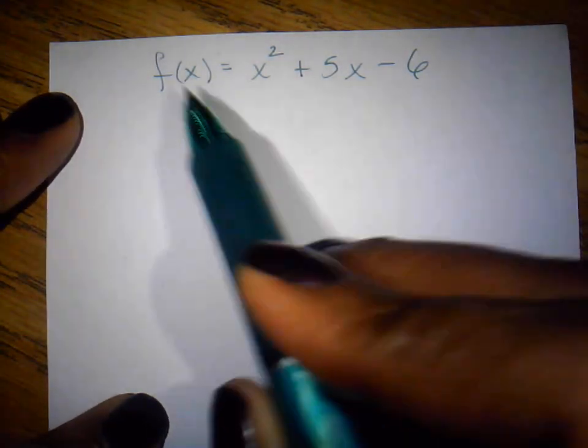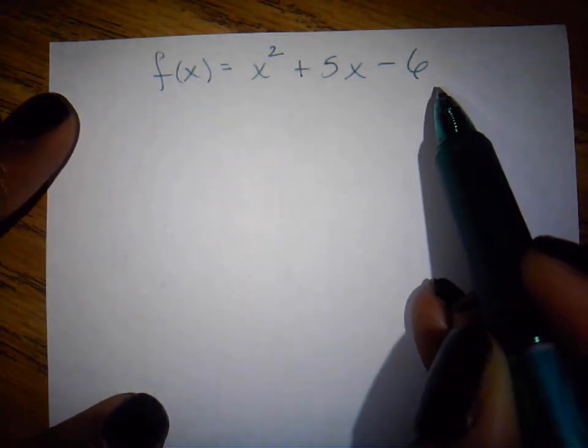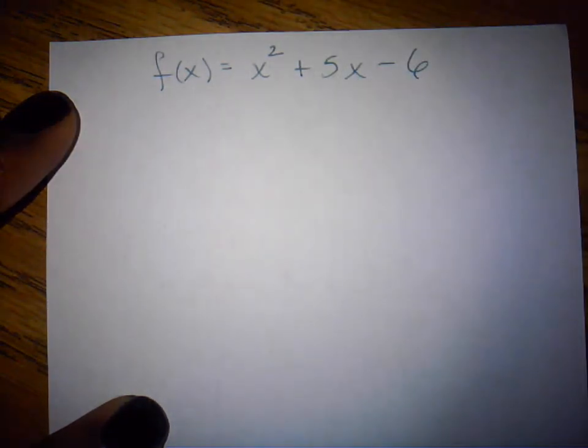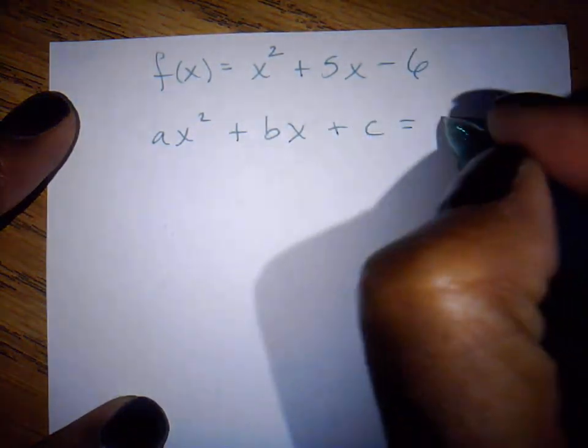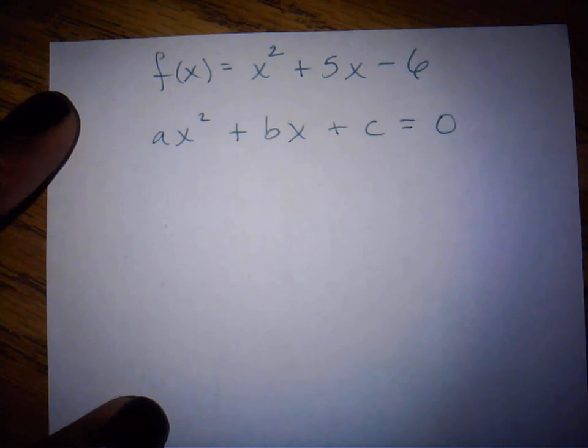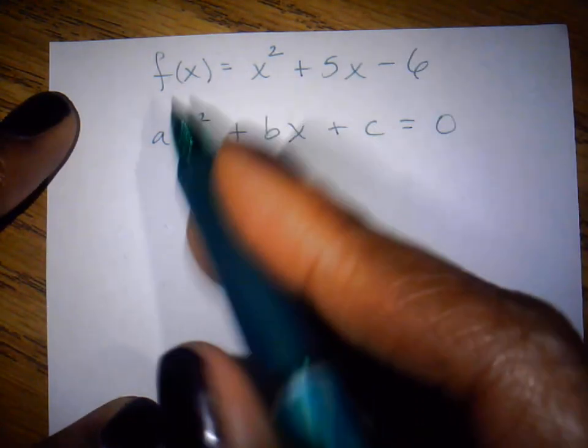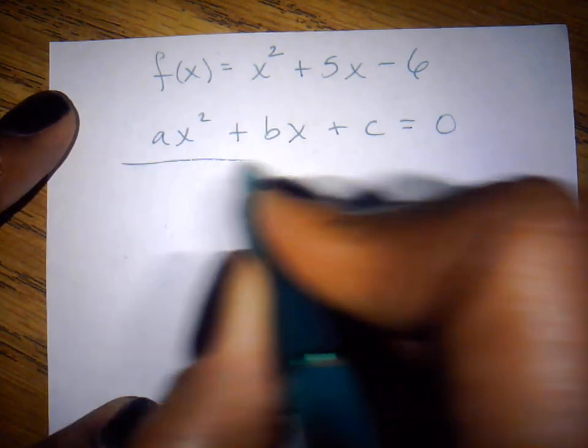Let's say you were asked to solve this quadratic using the quadratic formula. First, let's recognize the standard form of a quadratic. It is ax squared plus bx plus c equals 0. Okay? And when it's in this format, you simply, let's just rewrite it.